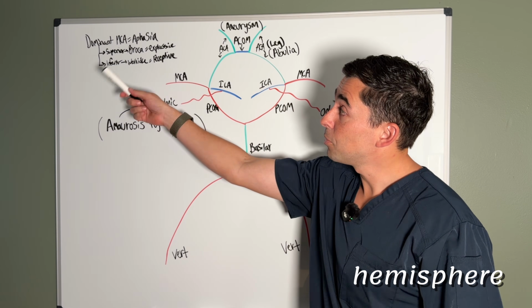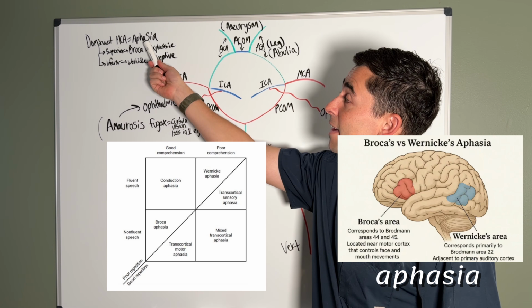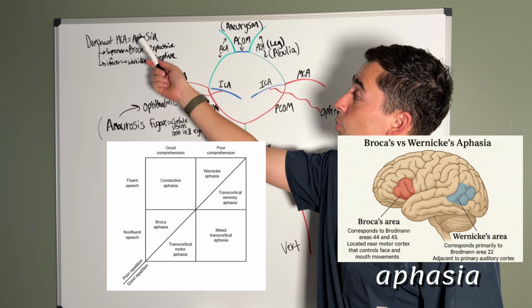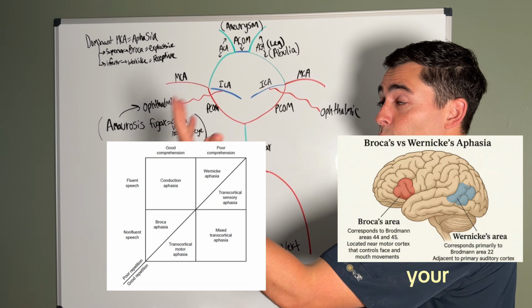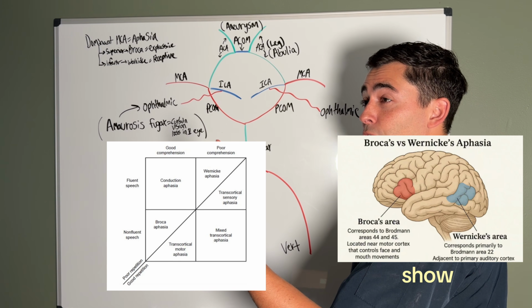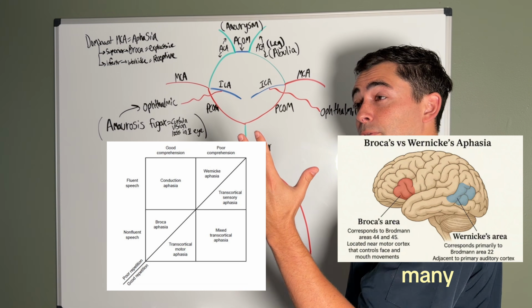If it's in your dominant hemisphere, typically the left, you get aphasia. If it involves the superior division of the MCA, you get Broca's aphasia, which is expressive. You're not able to get your words out. However, you're able to follow commands. So if you tell somebody to show me 2 fingers, they're able to show you 2 fingers. But if you say, how many fingers am I holding up?